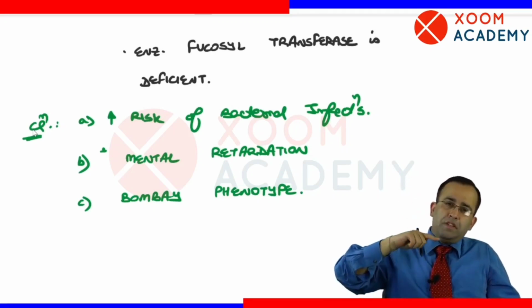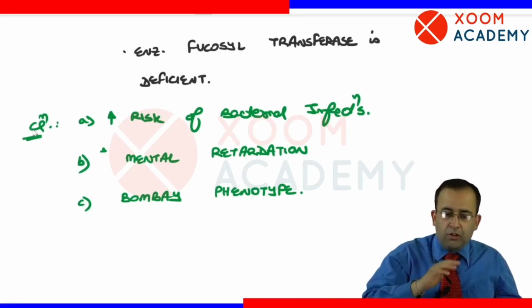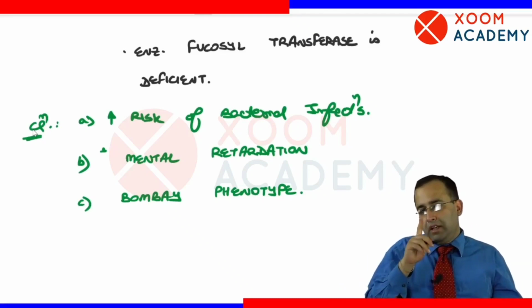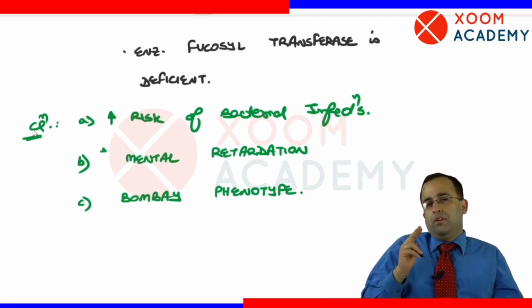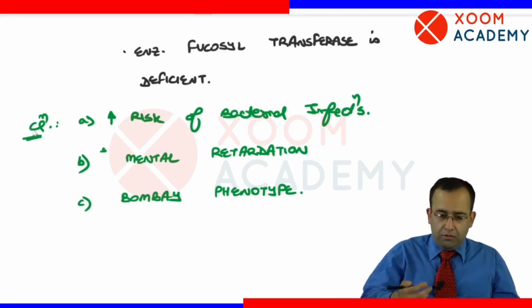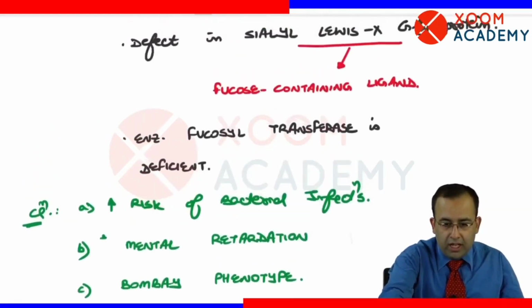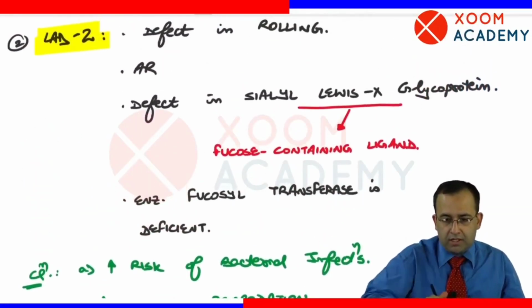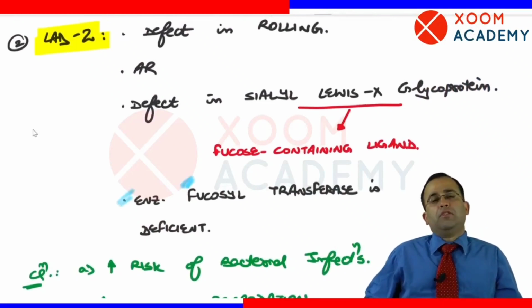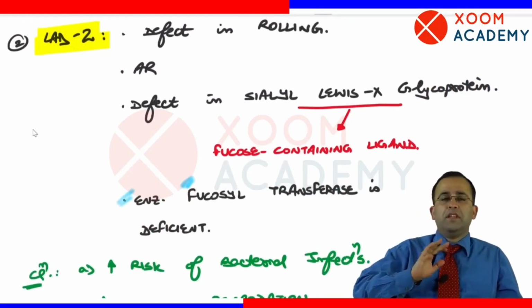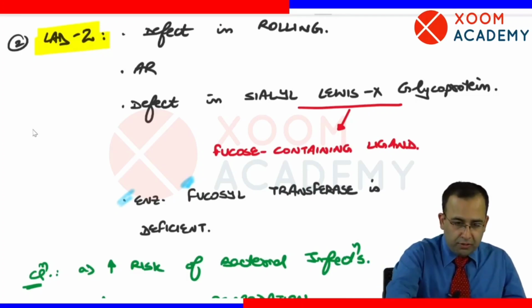LAD2, which is a defect in rolling, is associated with increased risk of bacterial infections and Bombay phenotype. What was the defect in LAD2? It was occurring due to a defect in the enzyme fucosyl transferase. This was LAD2. Next point.